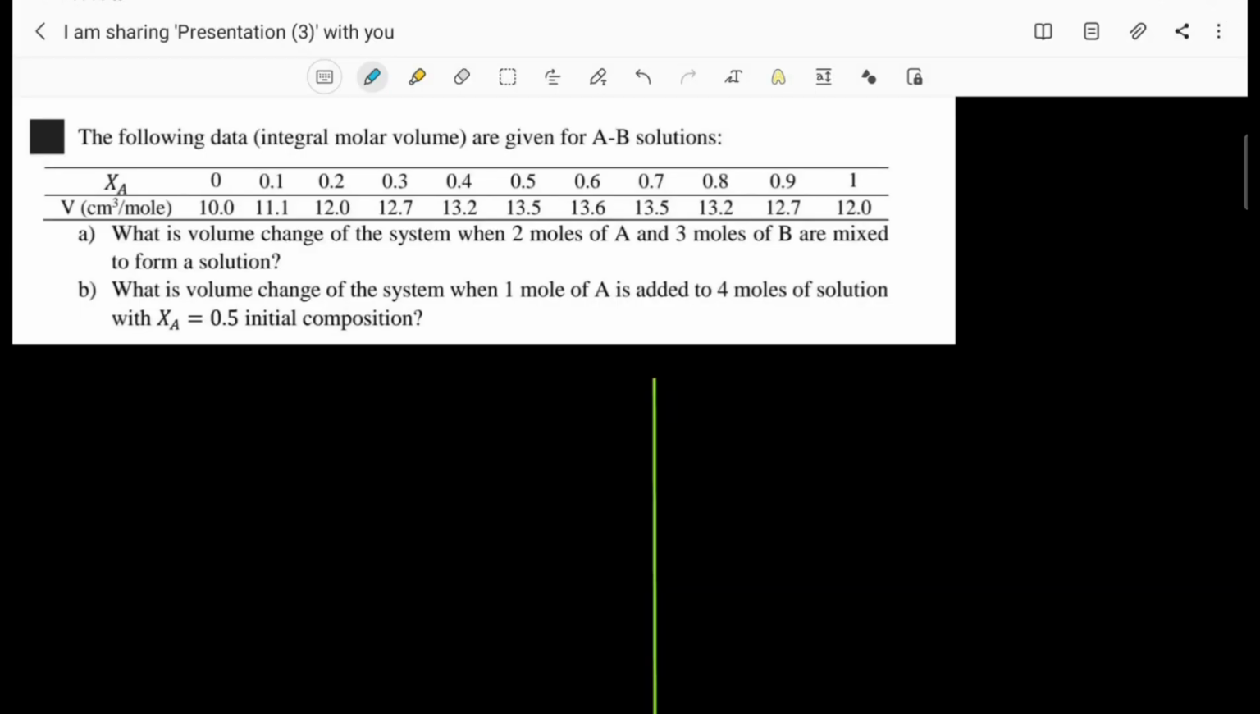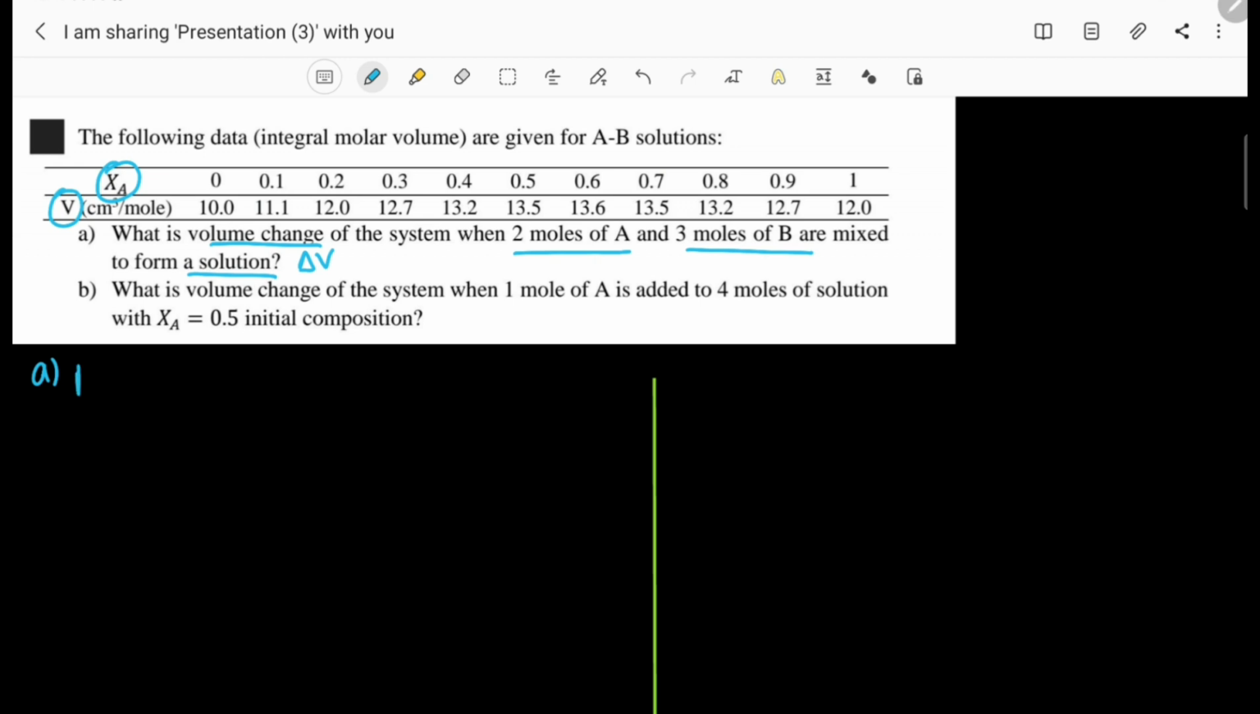In this video I'm going to be solving a question on solution thermodynamics, so let's just get straight into it. In this question we have been provided with data in which we have the mole fraction of A and the integral molar volume of the solution. In part A we've been asked to find the volume change, which is delta V, when 2 moles of A and 3 moles of B are mixed together to form a solution.